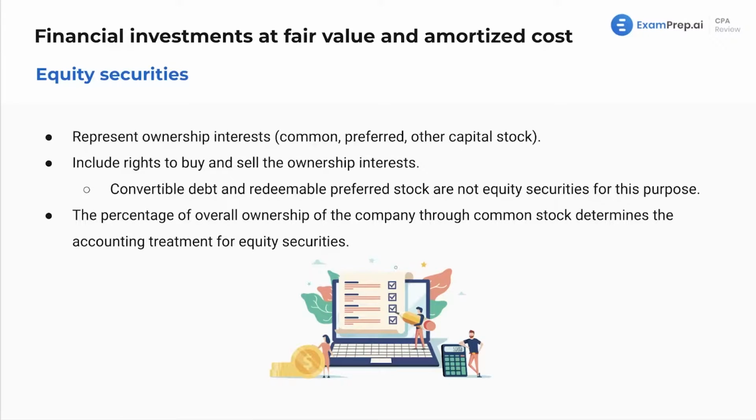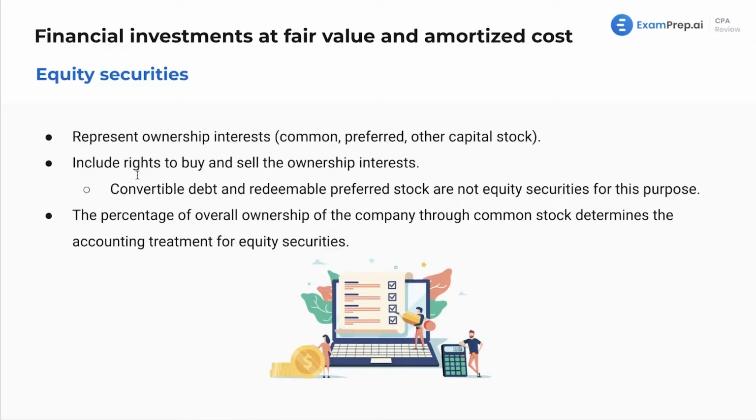Equity securities. Let's talk a little bit more about this. Well, equity securities represent ownership interests, right? Like we talked about, you want to own part of the company. And you can do that through common stock. Generally not preferred stock. Preferred stock, if you've heard me talk about it before, is more like debt, but you can have voting preferred stock and technically ownership through that sometimes, other capital stock.